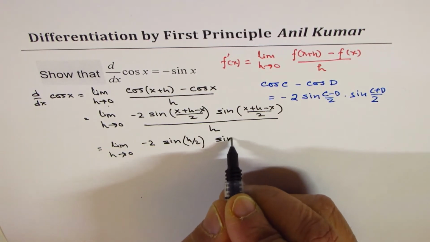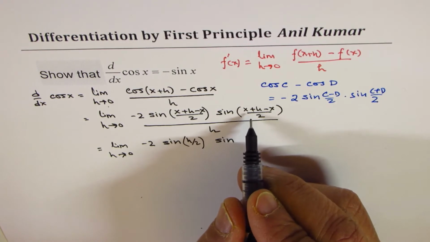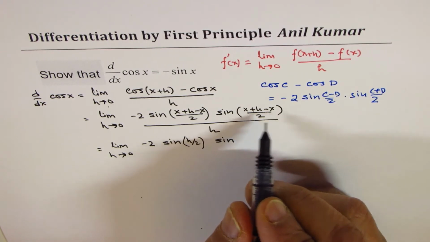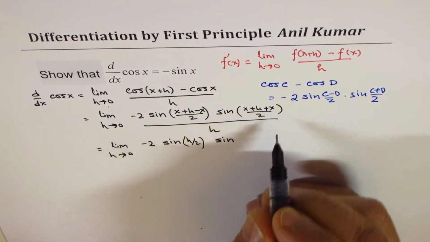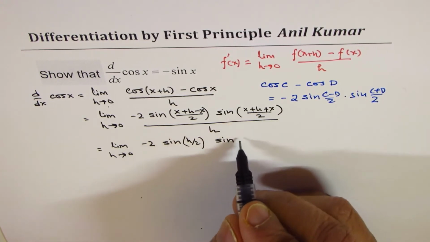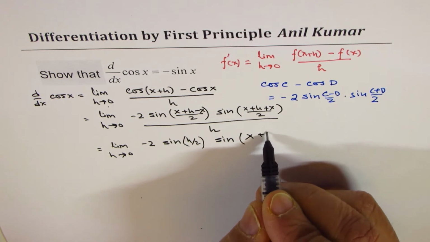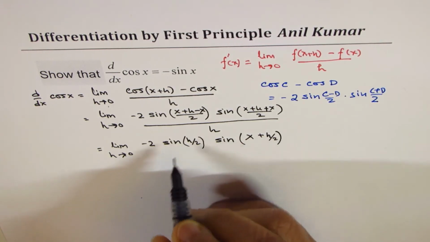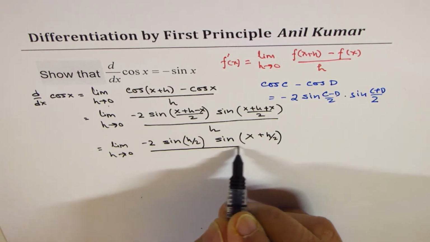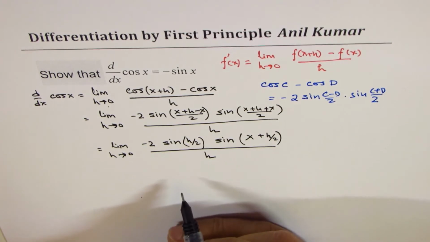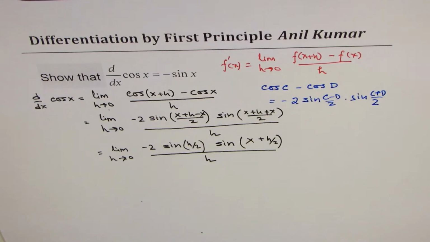And on this side we get sine of, did I do both minus? I have to plus this one, correct. So we get 2x plus h, so we get x plus h by 2 in this case, right? Over h. So that is what we get after applying this formula.